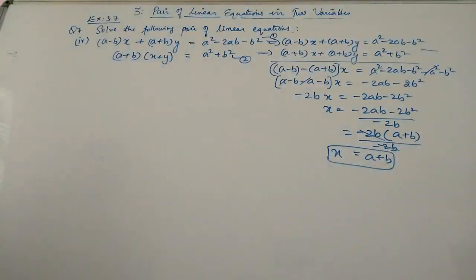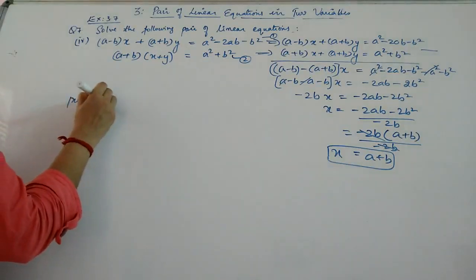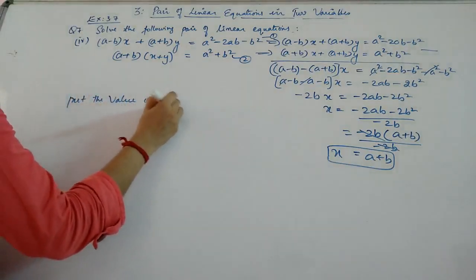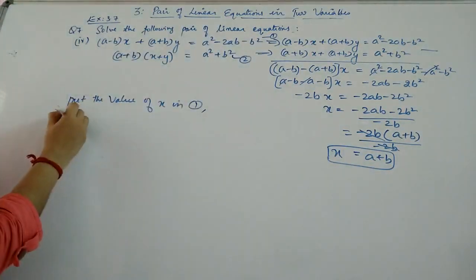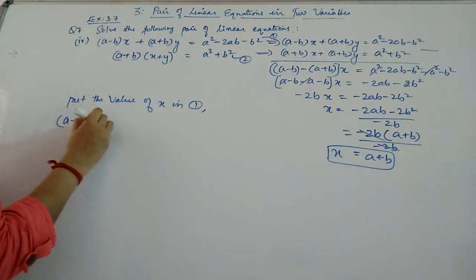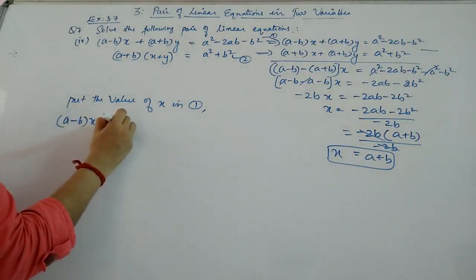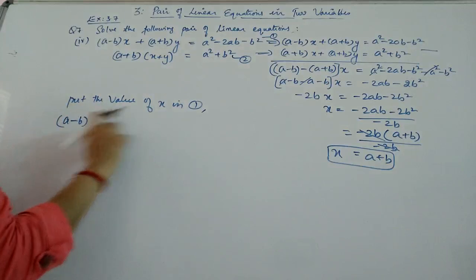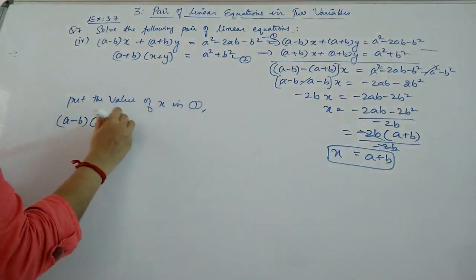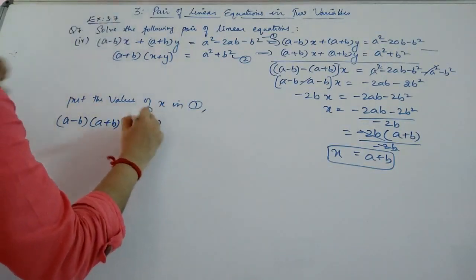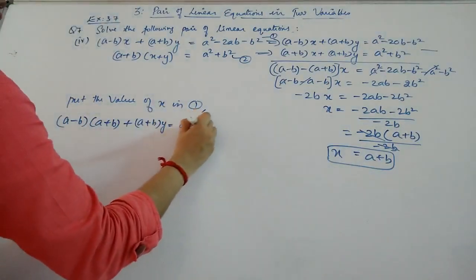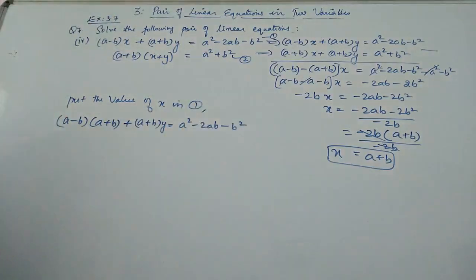Okay. Now you have to find out the value of y. For that we will just make use of the first equation. Equation number 1, putting the value of x in equation number 1. Equation number 1, what we get? A minus b into x plus a plus b into y. So x I am replacing with a plus b. Instead of x I have written a plus b, plus a plus b into y is equal to a square minus 2ab minus b square.